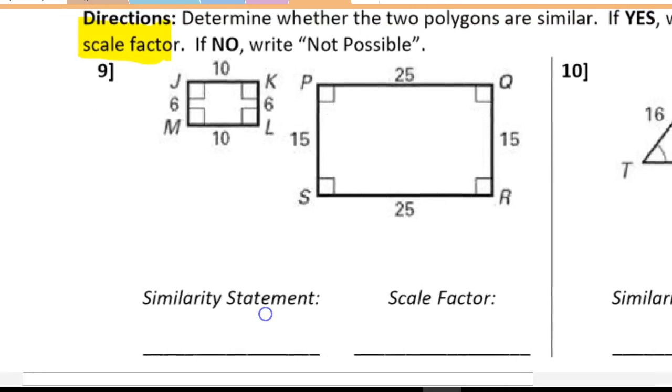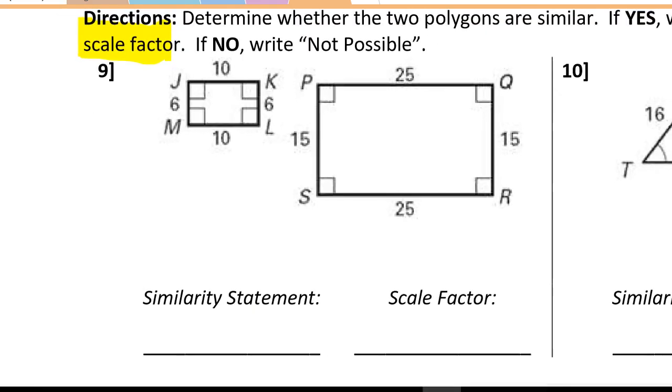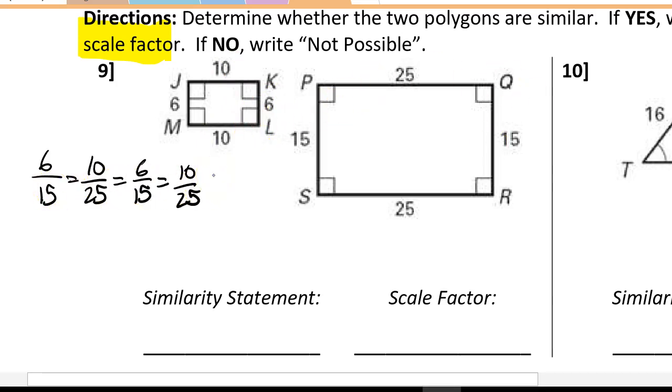So question number 9, if they are similar, they should have congruent angles. We should see that we have 4 congruent angles in this polygon, and additionally their side lengths should be proportional, meaning all of their sides should reduce down to the same number. Do they? Yes, they do. They reduce down to 2 over 5, meaning that these two polygons are similar.